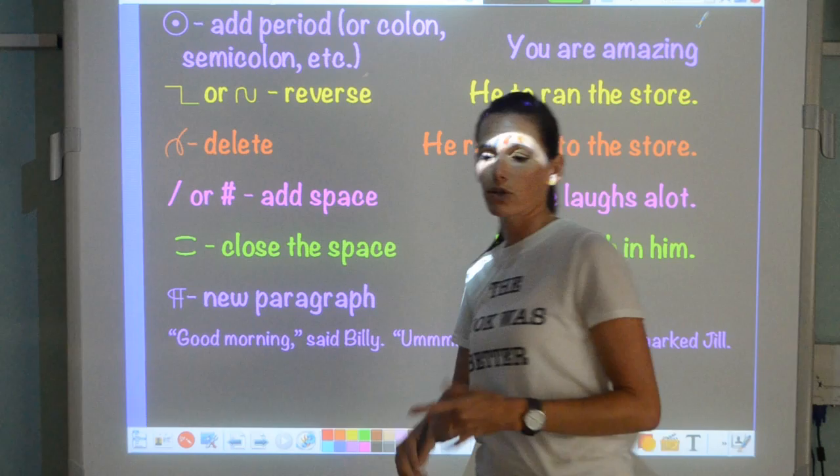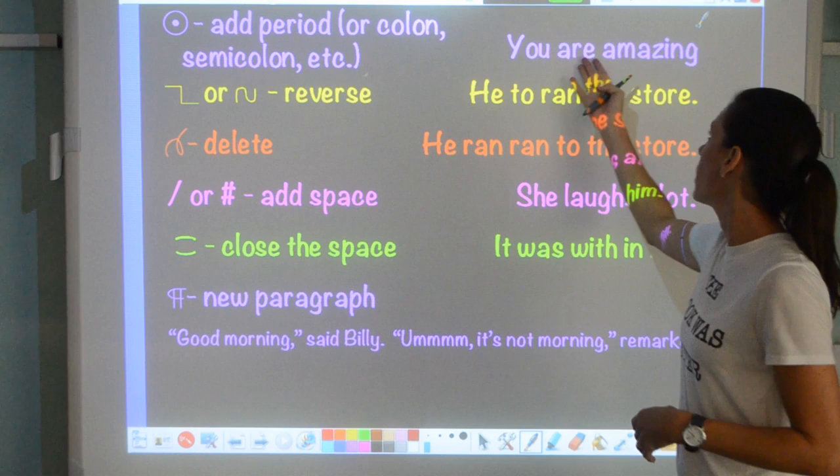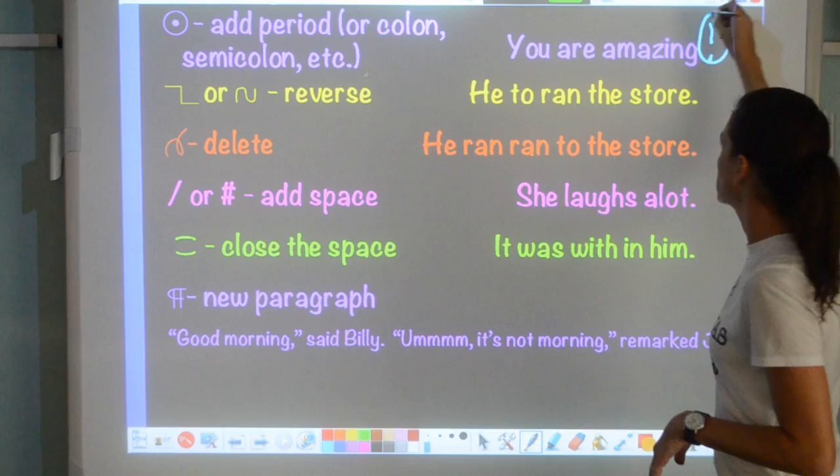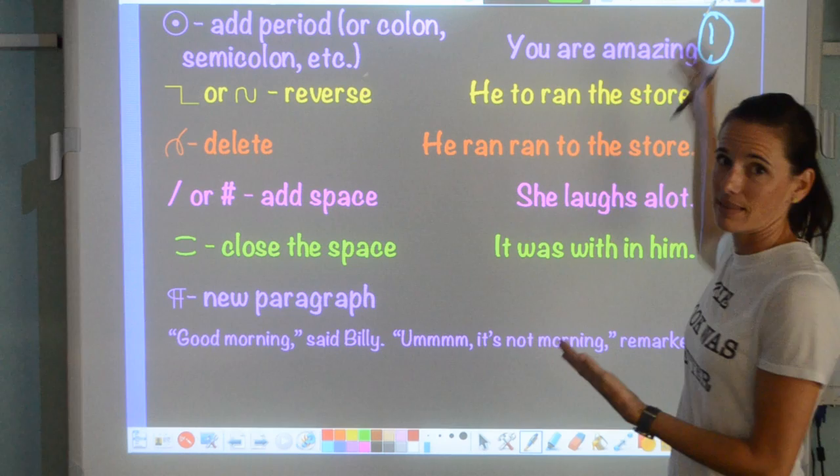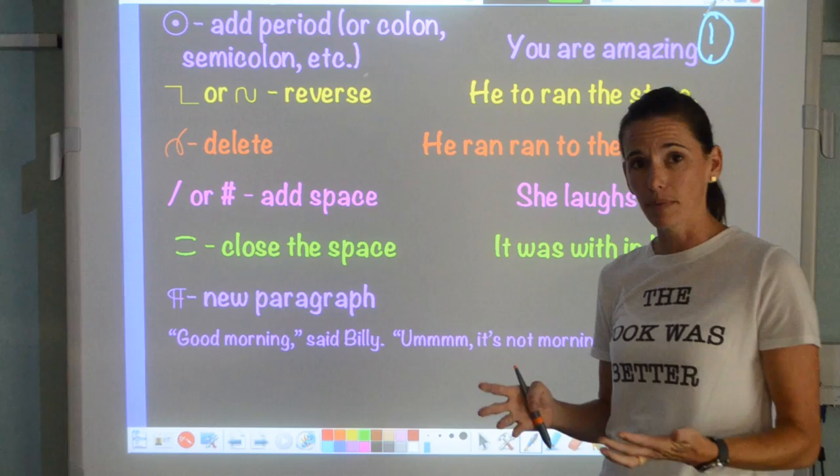This works for periods, colons, semicolons, exclamation marks, and question marks. "You are amazing." I would probably put an exclamation point there, and then I just need to circle it. That way I can point out to whoever paper it is that they're missing that punctuation. If I need to reverse some words or some letters, then I use this little reverse do.